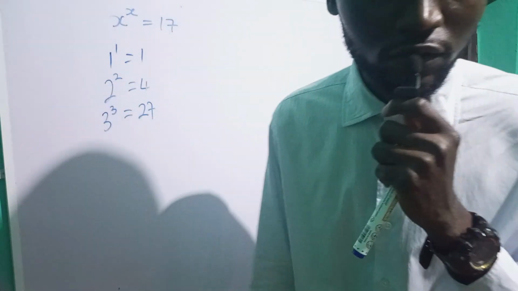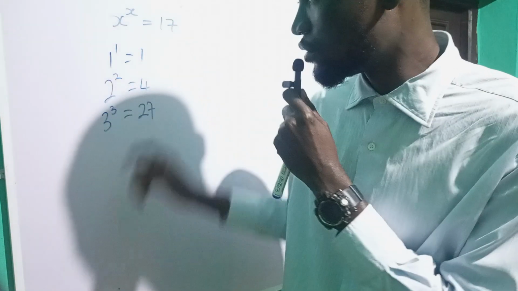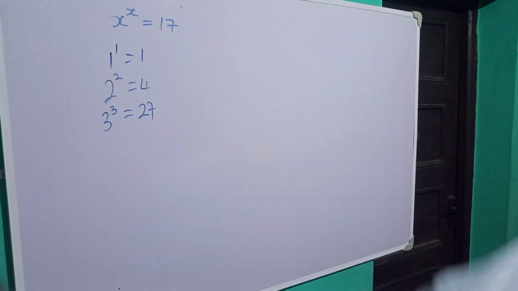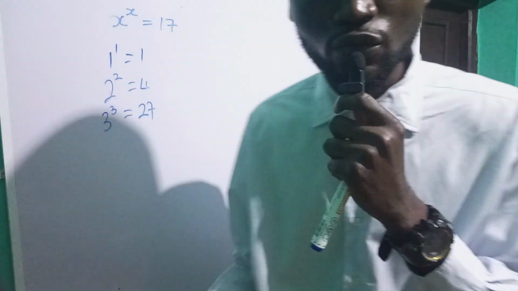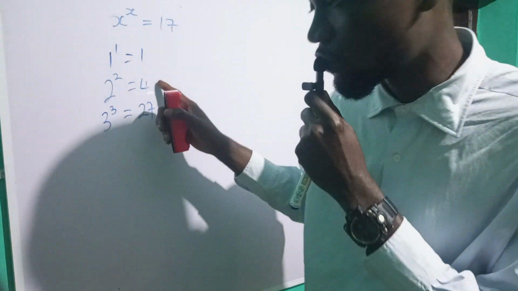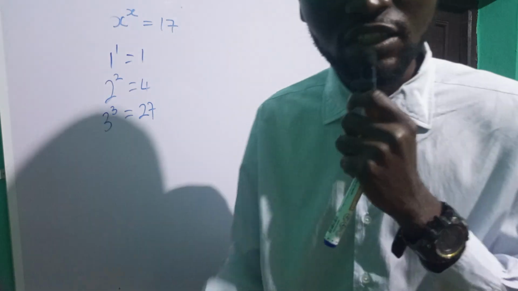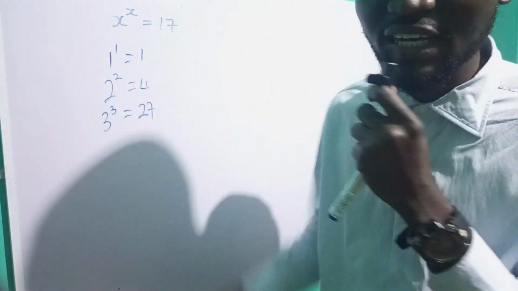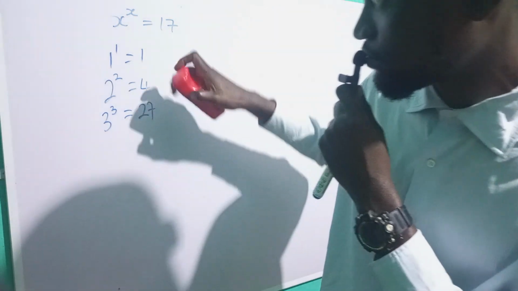Now what does this tell us? This tells us that the value of x lies between 2 and 3, because 2 raised to power 2, which is 2 times 2, is 4, and 4 is less than 17. While 3 raised to power 3 is 27, and 27 is bigger than 17. So the value of x will be between 2 and 3.